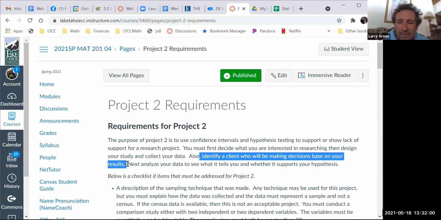Any questions on that? But you don't need to write a whole paragraph on the sampling technique. That's like a sentence or two. That's a very quick part of the project. Any questions on that?